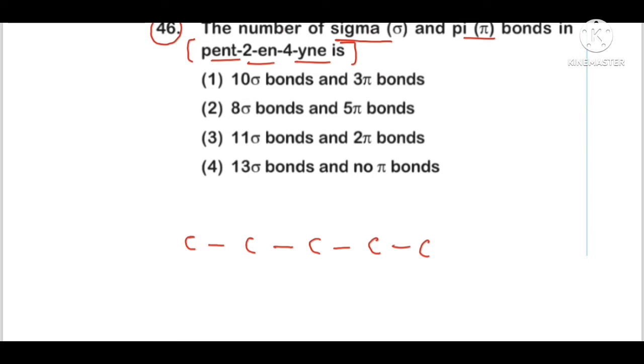And the next one is 2-en. That means at the second position there is a double bond. And the next one is 4-yne. That means at the fourth position there is a triple bond. Now let us number these carbons here 1, 2, 3, 4, 5. Now let us satisfy the valency of carbon by adding hydrogens. Here hydrogen, hydrogen, and hydrogen. Here one hydrogen, hydrogen.